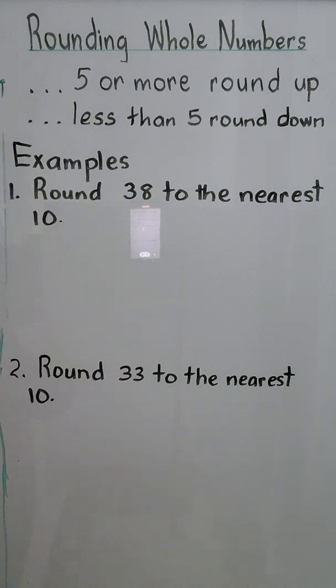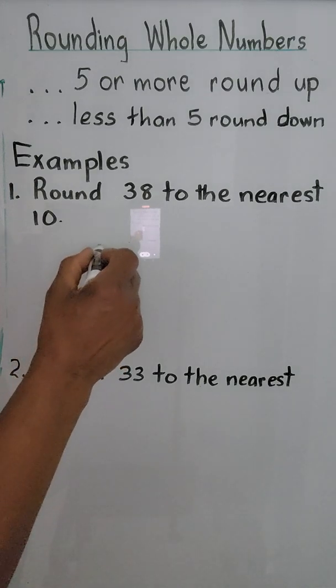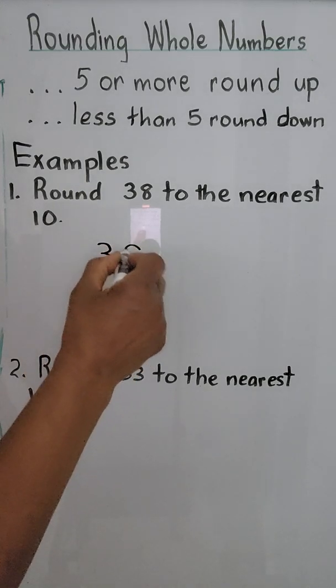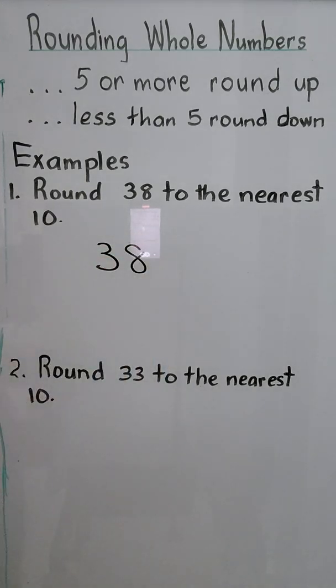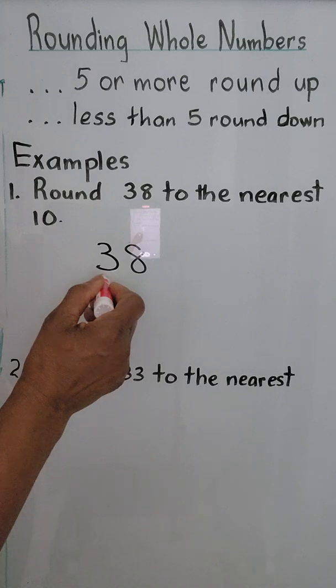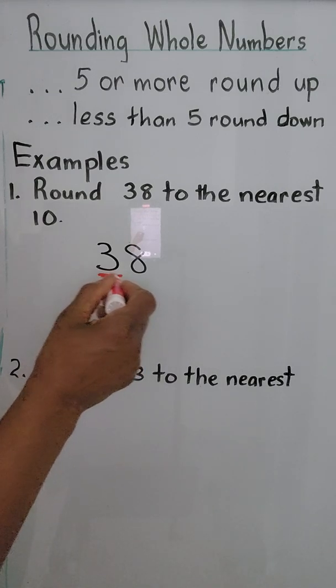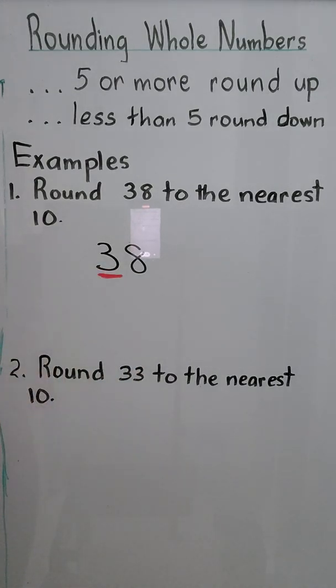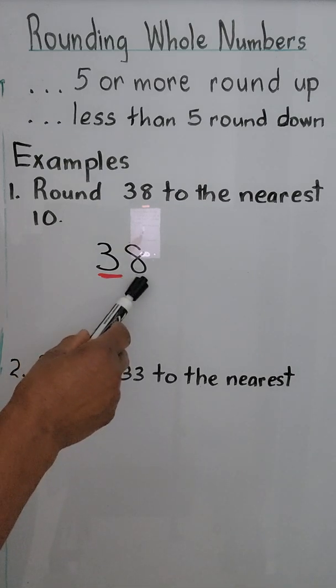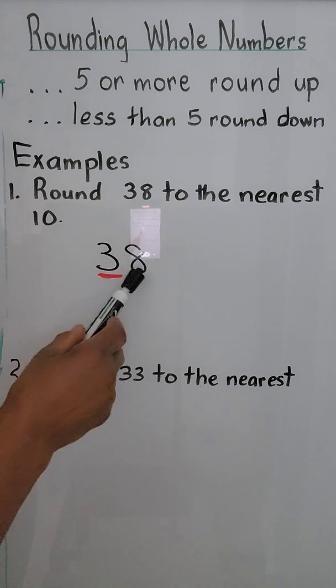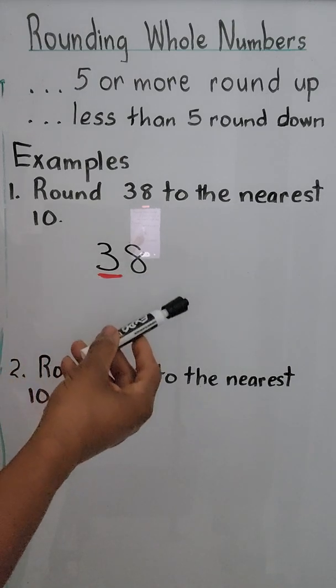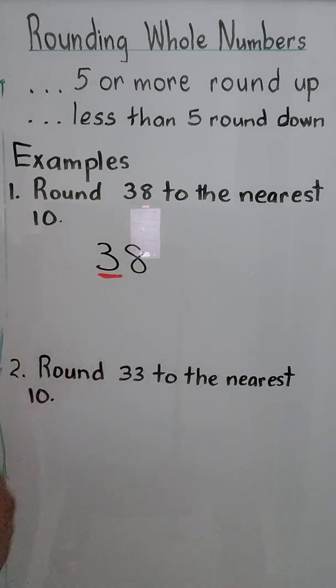Round 38 to the nearest 10. So we have the number 38. First, we identify the rounding digit. Round to the nearest 10. That means the rounding digit is a 10. Then we look at the next number, and if it is 5 or more, we round up. So 8 is more than 5, so we're going to round up.